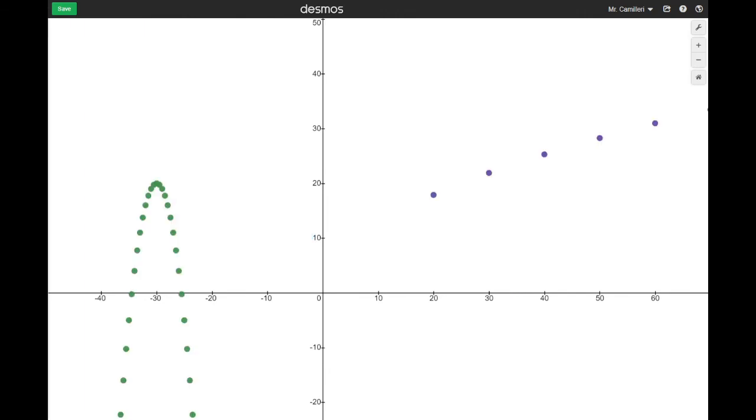Here are 2 examples of discrete functions. These functions are discrete because there are gaps between the points on the function. They look like functions that we're familiar with. This looks like a parabola. This looks like a straight line or a linear function.